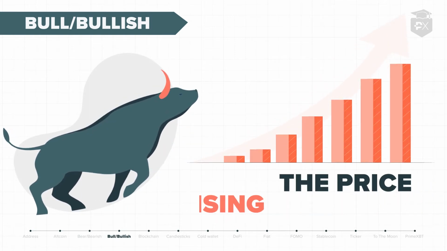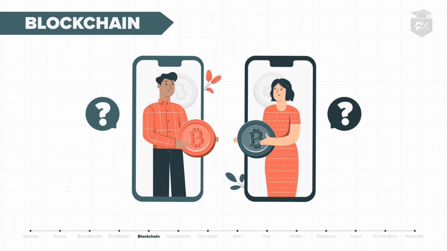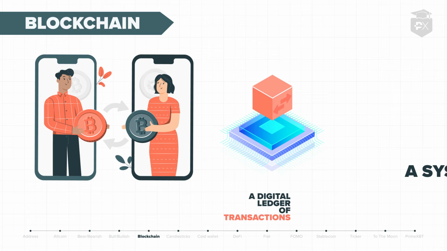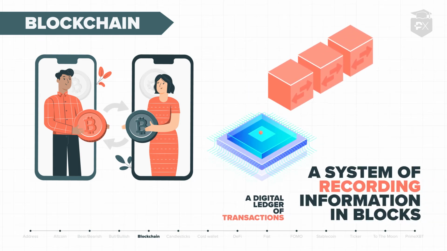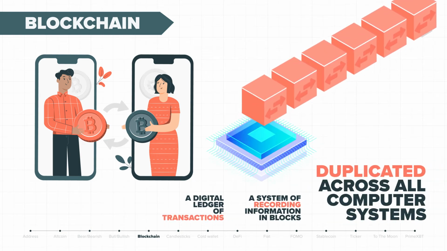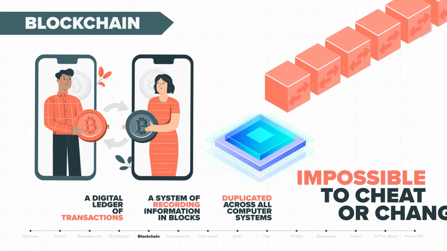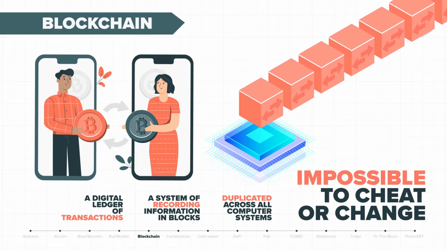Blockchain. If you don't fully understand the concept of blockchain, don't worry. Quite honestly, not many do. It's a digital ledger of transactions, a system of recording information in blocks that is duplicated across all computer systems on the blockchain. What is also cool is that it is impossible to cheat or change.